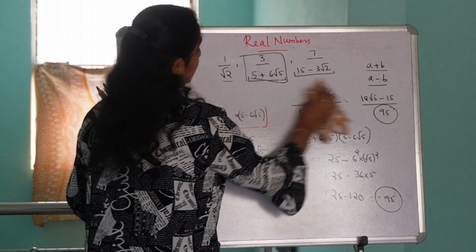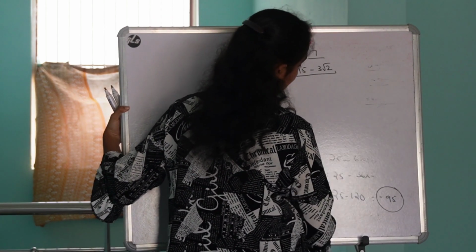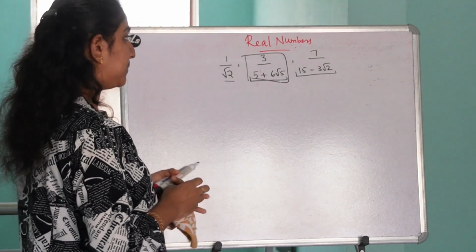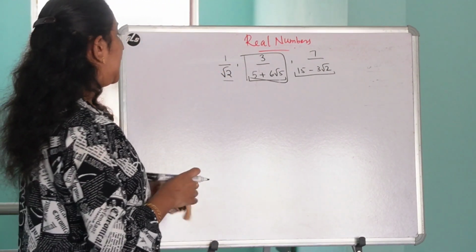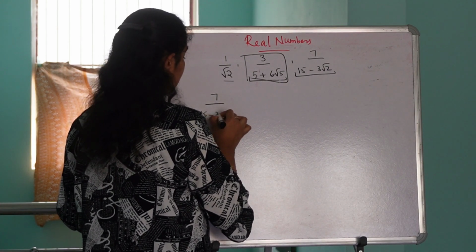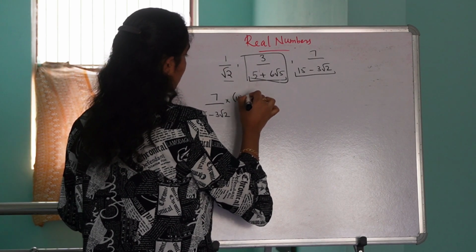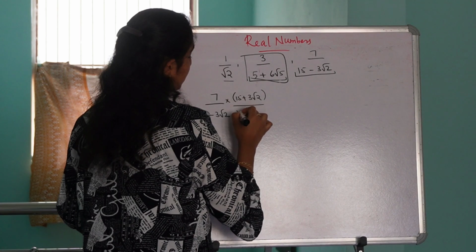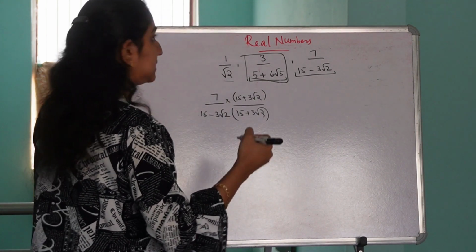So now let's see the next example. When the denominator is in the a minus b form, we have to find the a plus b form and then multiply both the numerator and denominator by the a plus b form of the denominator. So 7 divided by 15 minus 3 root 2. I am going to multiply both numerator and denominator by 15 plus 3 root 2.